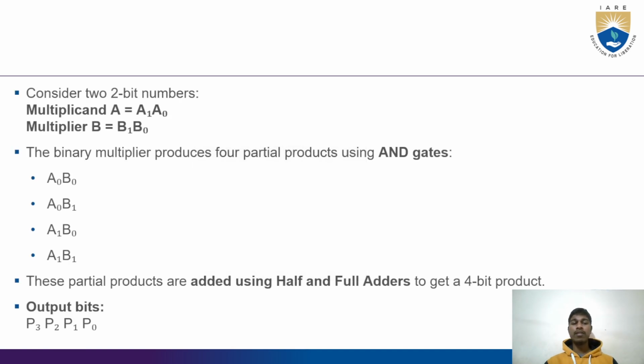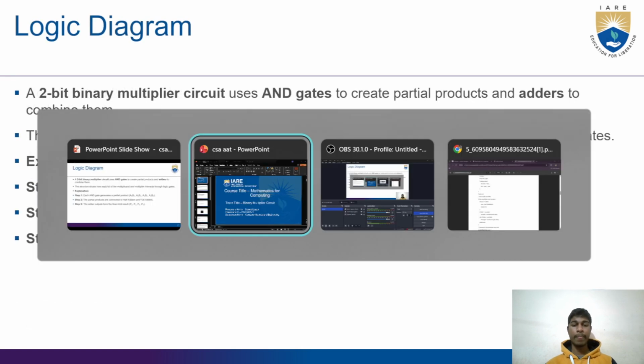Consider two binary numbers. Multiplicand A is equal to A1 A0, multiplier B is B1 B0. The binary multiplier produces four partial products using AND gates: A0 B0, A0 B1, A1 B0, A1 B1. These partial products are added using half and full adders to get a 4-bit product. So the outputs we get are P3, P2, P1, P0.